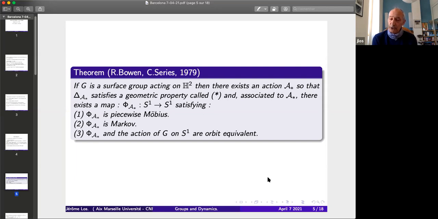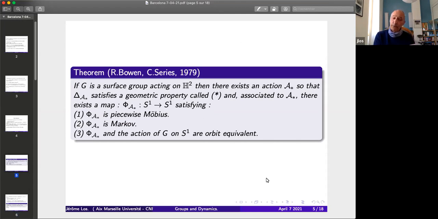And the last property, which is the more surprising, is that the map and the group, remember that the group acts on the circle by homeomorphism, are orbit equivalent. I'll explain a little bit more later what this means, but essentially this means that the orbit of the G action and the orbit of the map action are the same. So of course, this is a strong connection between groups on one side and dynamics.